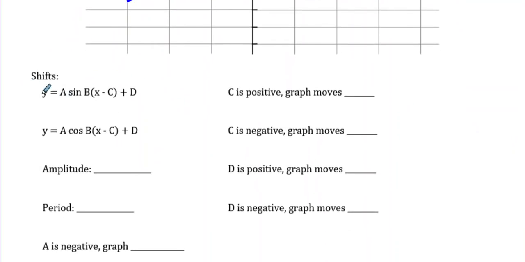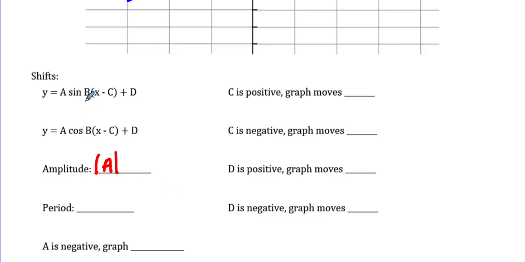Here are all the places where we could put transformations. Now the amplitude, we said, is how far it is from the midline to the maximum value on the graph. And that's going to be indicated by the a value. Sometimes the a value is negative, but your amplitude is always going to be positive. So we're going to say that the amplitude is the absolute value of a, so that we always get a positive answer.